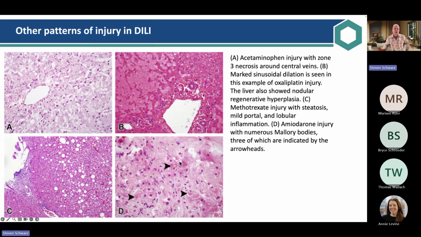So again, what do you have to remember? Obviously, you have to remember what it looks like for acetaminophen. Of the biopsies that you may see on the boards, the ones for acetaminophen injury would certainly be the most likely one that you would encounter.